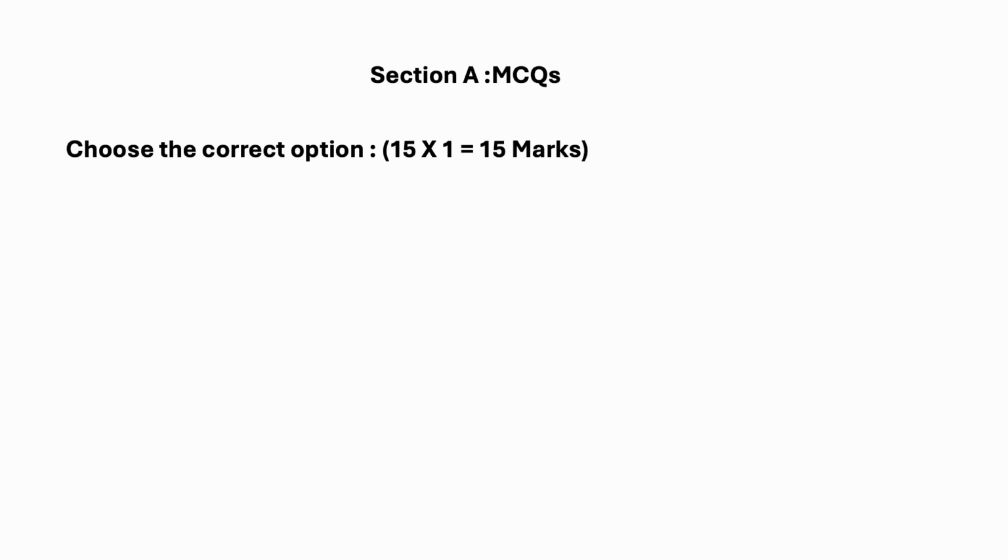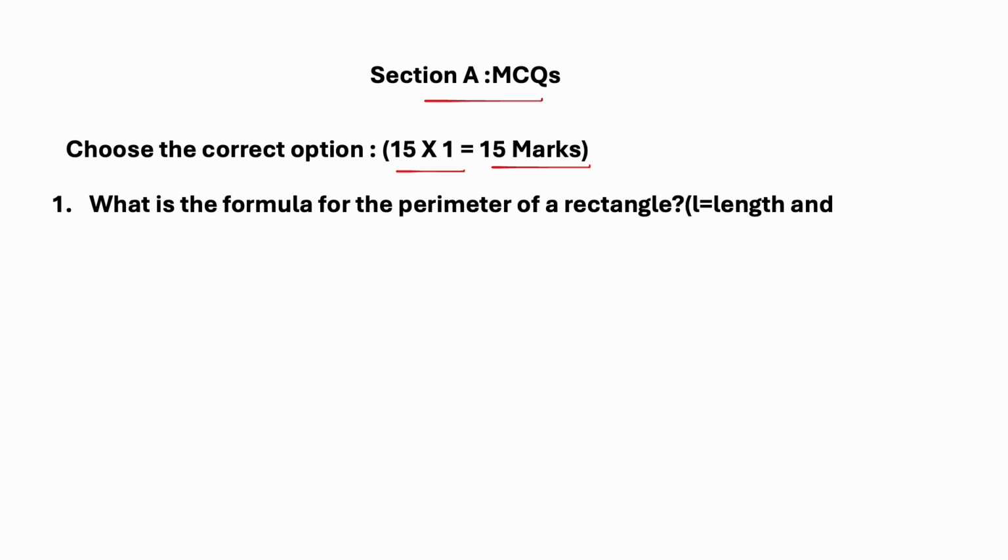First, we have Section A, multiple choice questions. Choose the correct option. 15 into 1, 15 marks. We have 15 questions, 1 mark each. So, total 15 marks. First one, what is the formula for the perimeter of a rectangle?